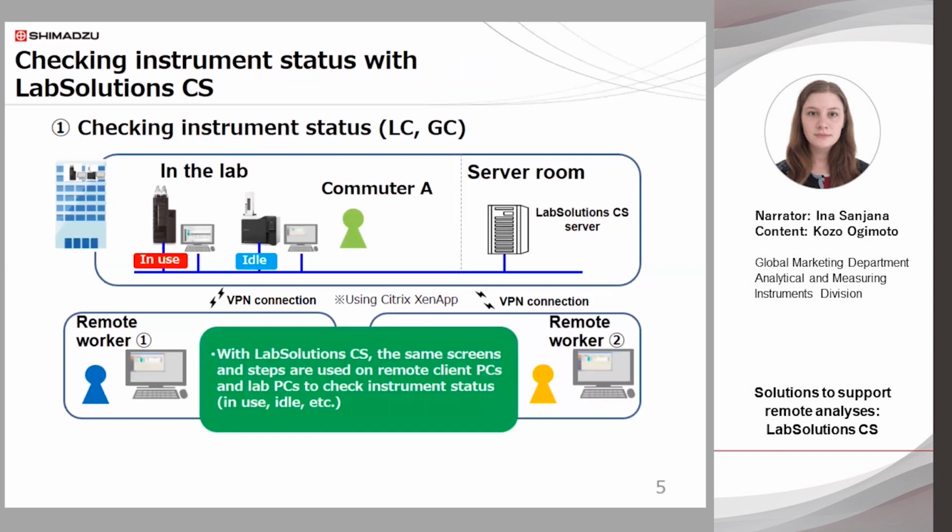When you're using LabSolutions CS on a PC at home, you can use exactly the same steps to check LC or GC status as you would for a PC in the lab. This means there's no confusion or learning curve when starting to work from home. In this case, if you use the XenApp terminal service from Citrix, it's possible to carry out analysis work without having analysis software such as LabSolutions installed. This is one of the key advantages of LabSolutions CS. You can start working from home with just a PC using the same steps as you're used to in the lab.